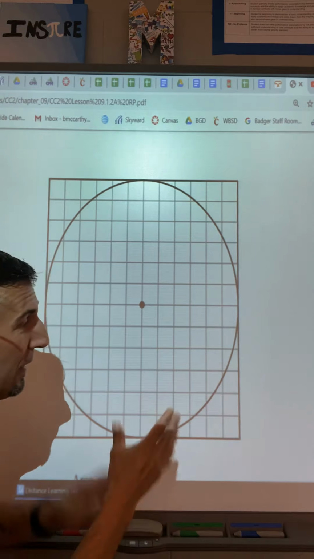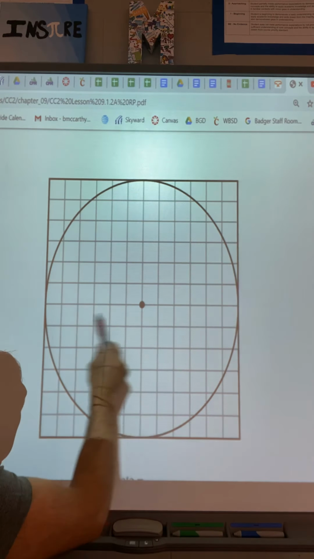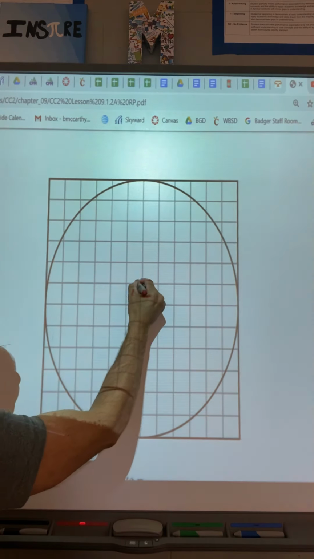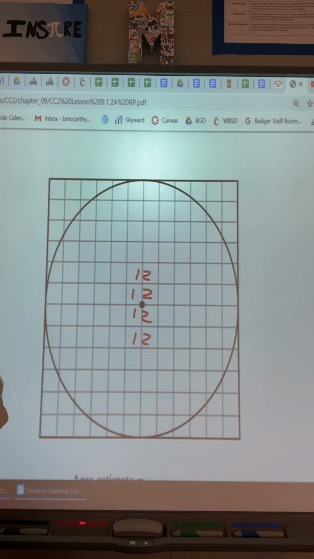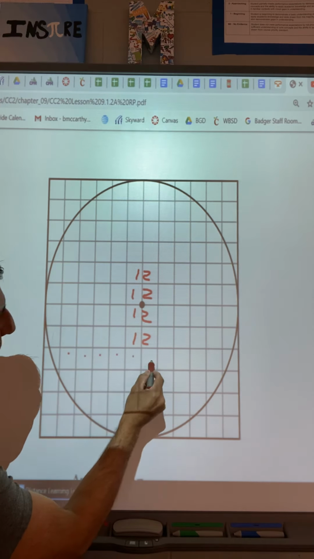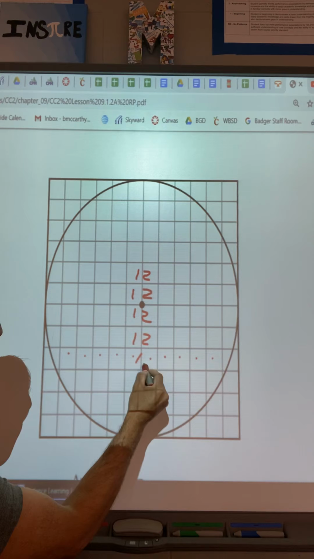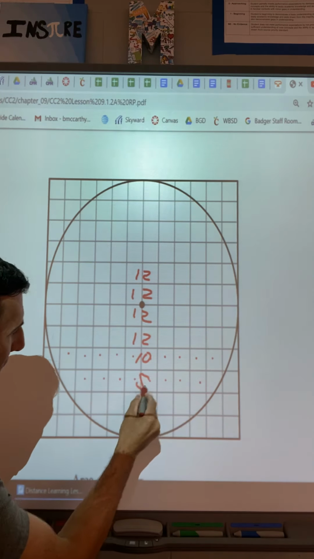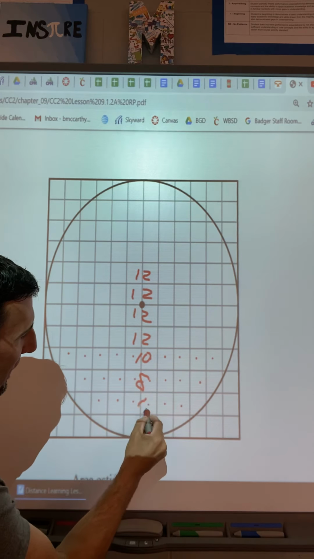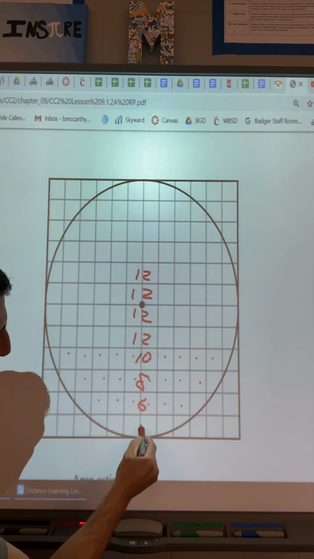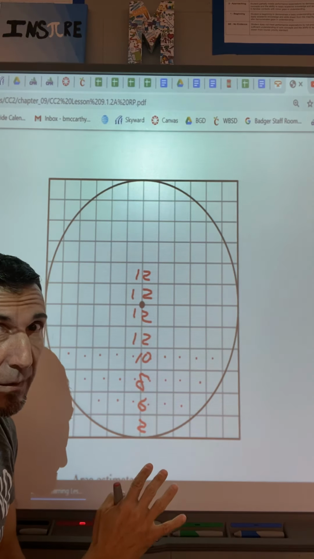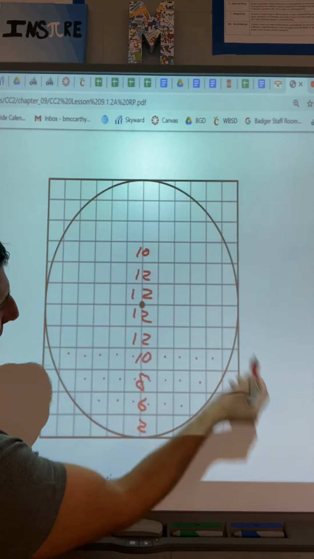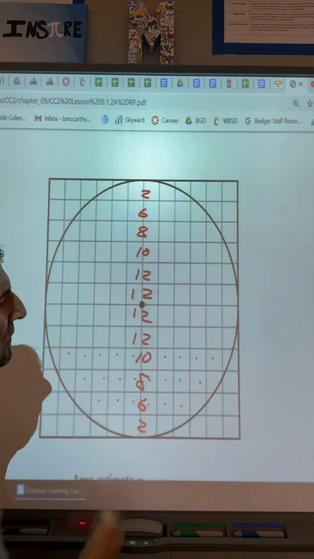So remember we have 6 here and 6 here, so there's 12 in this row, 12 in this row. If we do that, we have another 12 and we have another 12. Here we only have 1, 2, 3, 4, 5, 6, 7, 8, 9, 10. Here we have 1, 2, 3, 4, 5, 6, 7, 8. Here we have 1, 2, 3, 4, 5, 6. And then here we have 1, 2. And now I'm talking about whole squares now, not the little parts. And then obviously it's the same the other way. 10, 8, 6, and 2.